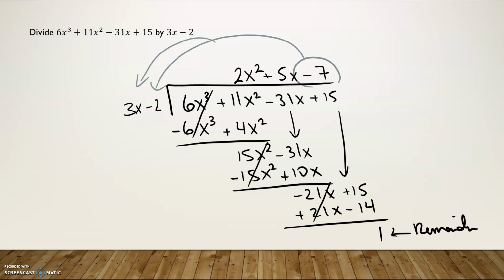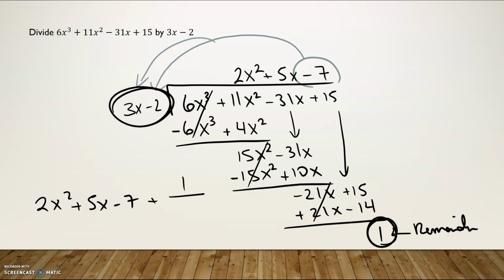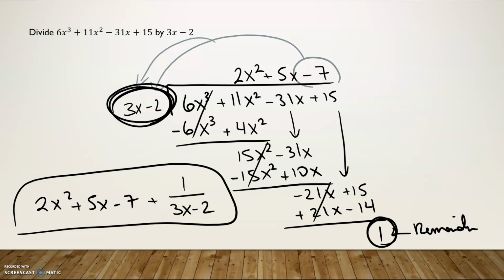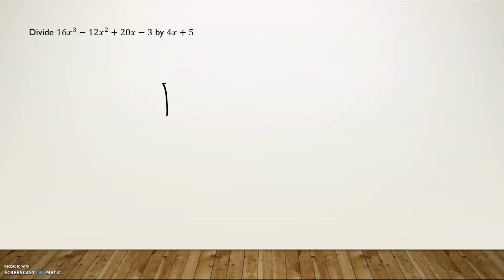Okay, so our final answer will be 2x squared plus 5x minus 7, plus 1 over whatever this is right here. So we take our remainder and put it over this right here, so 3x minus 2. And this will be my final answer. Okay, now let's take a look at this one right here.